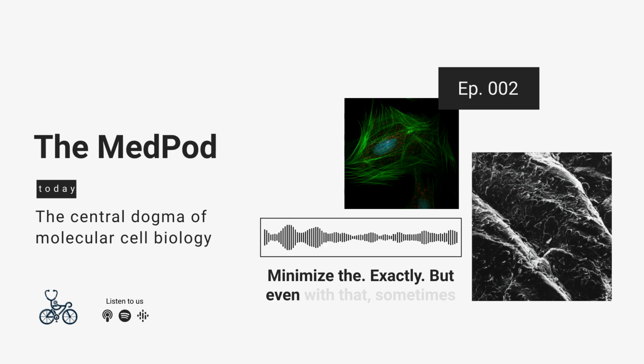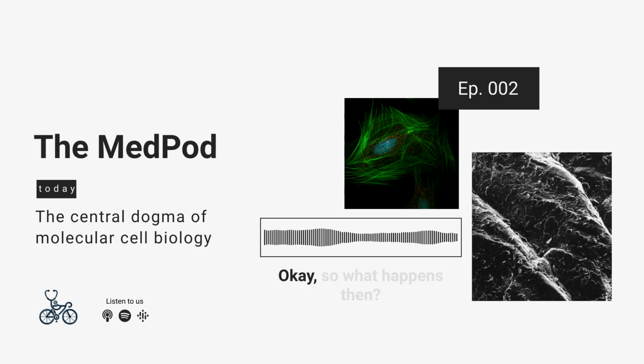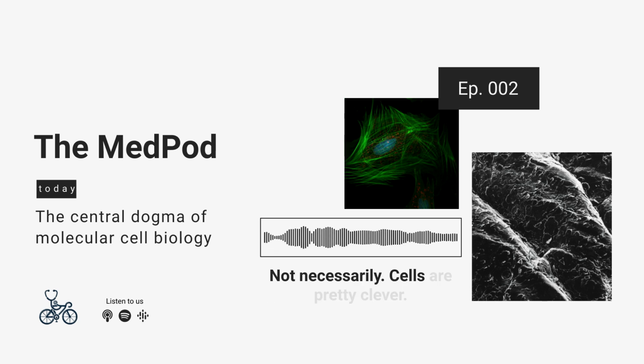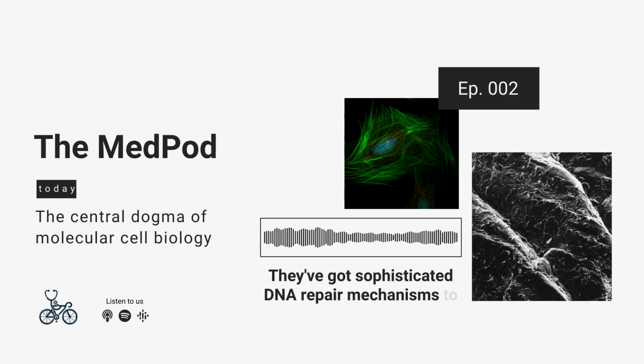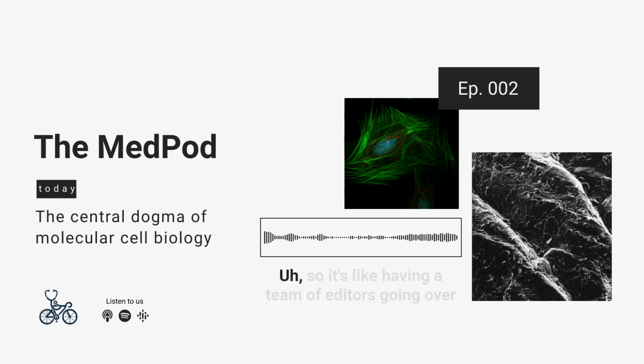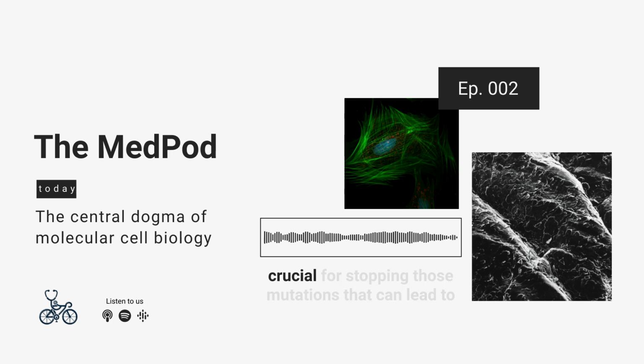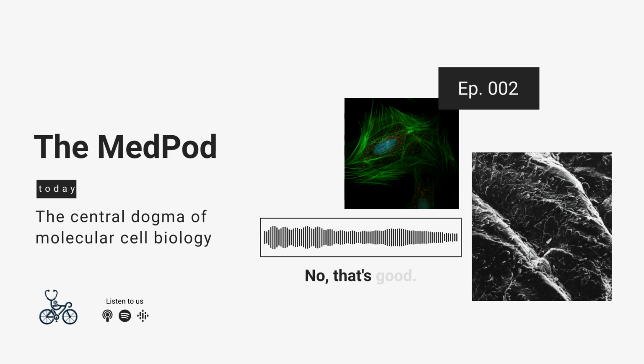But even with that, sometimes mistakes happen. Okay, so what happens then? Does the cell just scrap the whole blueprint? Not necessarily. Cells are pretty clever. They've got sophisticated DNA repair mechanisms to fix those mistakes. So it's like having a team of editors going over the blueprint and making sure everything's perfect. Okay, so multiple levels of quality control. Absolutely, because those repair mechanisms are crucial for stopping those mutations that can lead to diseases like cancer. Yeah, no, that's good.